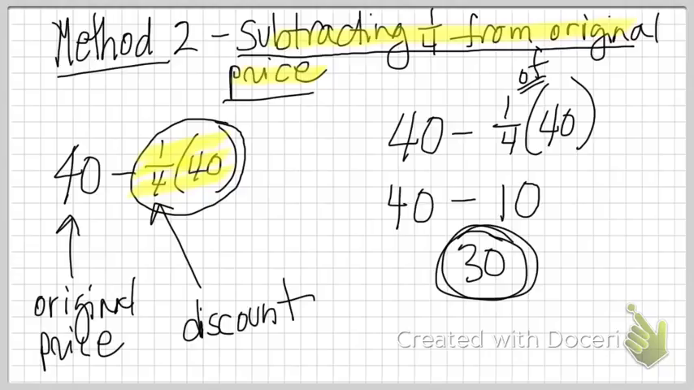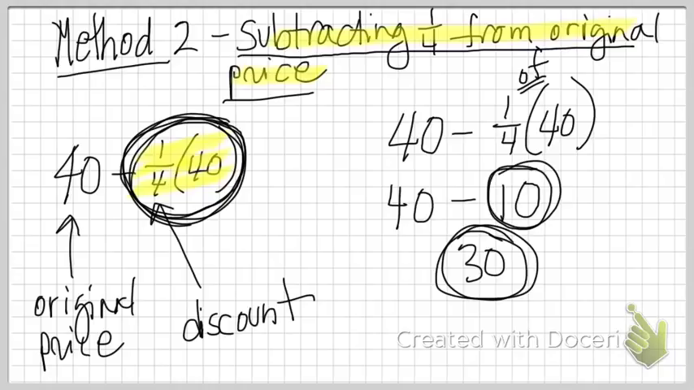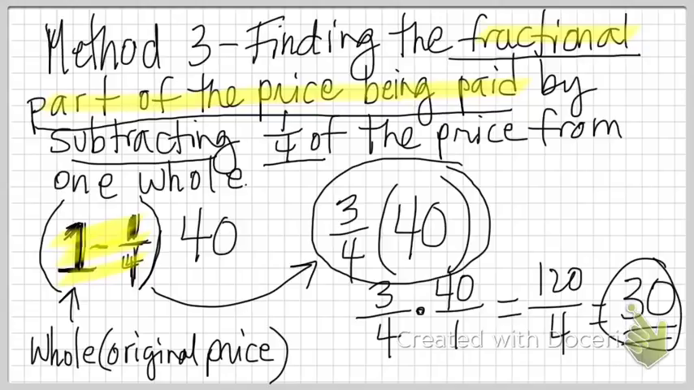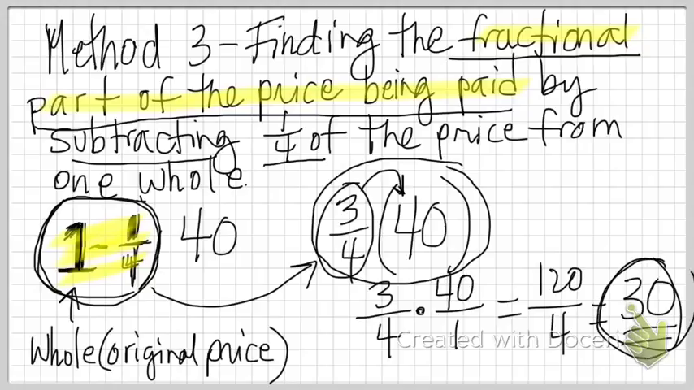Method 2, actually taking 1/4 of that original price, and then finding out what that was, and it turned out to be 10, and then subtracting it away to get our answer of 30. Method 3 is to find out what fractional part of the price we are actually going to pay. We took the whole minus the 1/4, we ended up with 3/4, and we multiplied that by the original price, and that turned out to be 30.